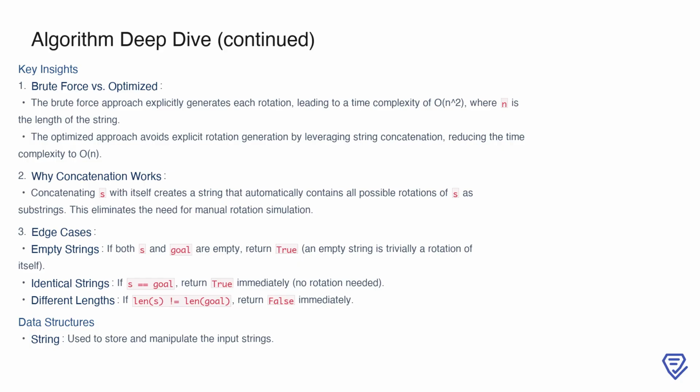It's also important to consider edge cases. For instance, if both strings are empty, we return true, as an empty string is trivially a rotation of itself. If the strings are identical, we can return true immediately without further checks. Finally, if the lengths differ, we can return false right away, as rotations are only possible for strings of the same length.